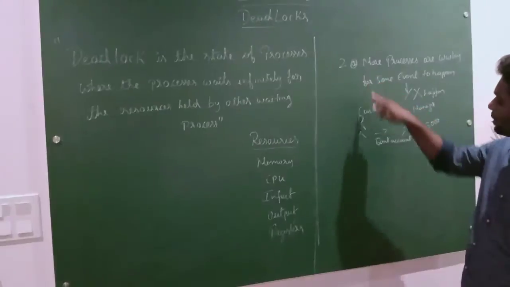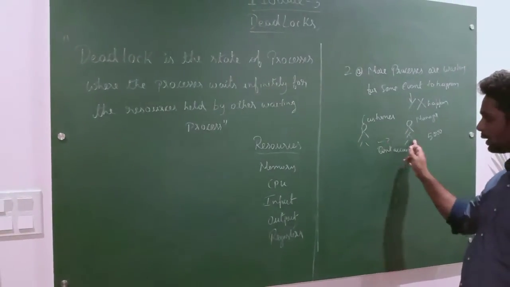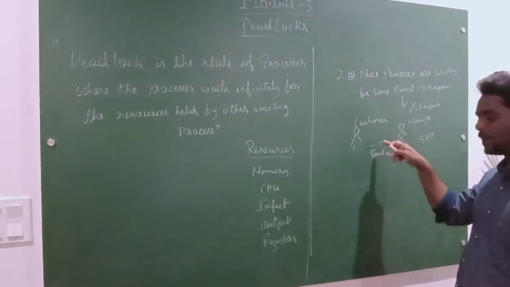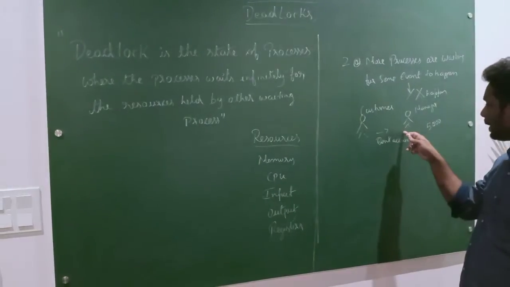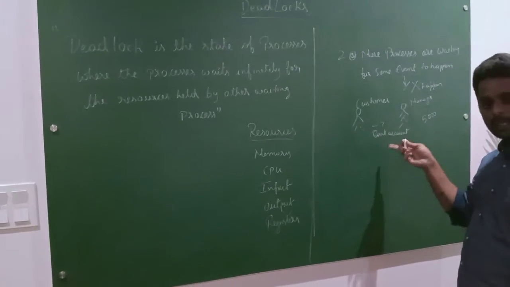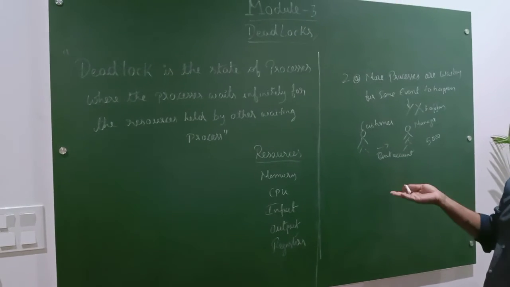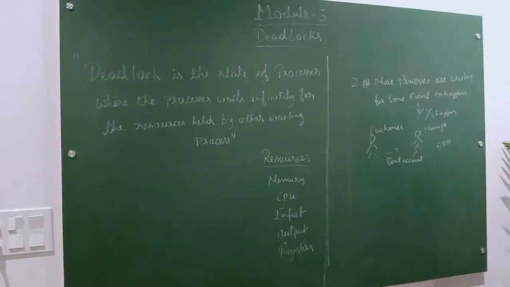Here, both the customer and the manager are waiting for some event to happen. The customer is waiting for the account to be created before depositing, but the manager is waiting for the amount to be deposited, then create the account. Both will not agree at all because of some rules or whatever it is. Then deadlock will occur.